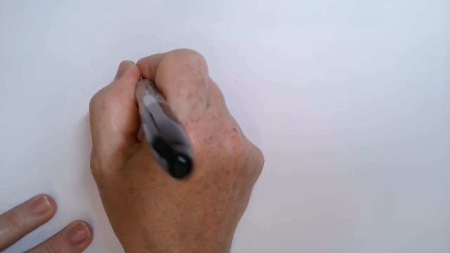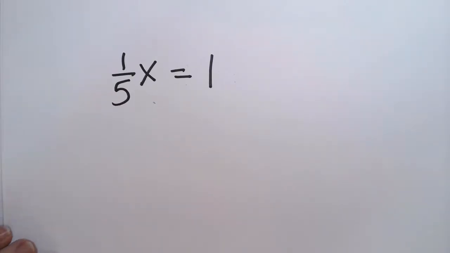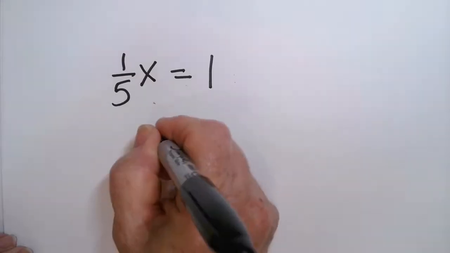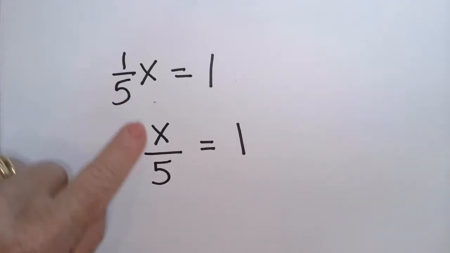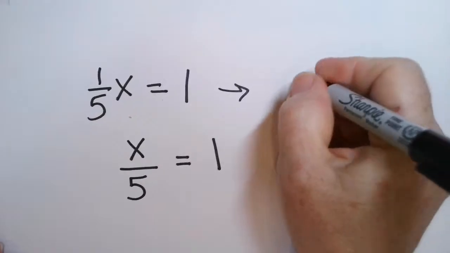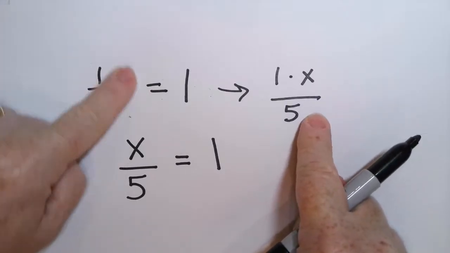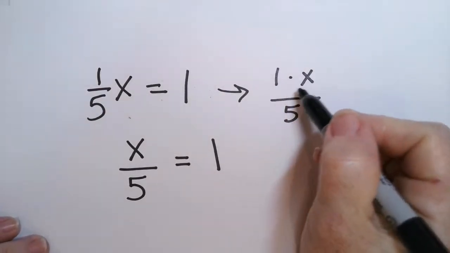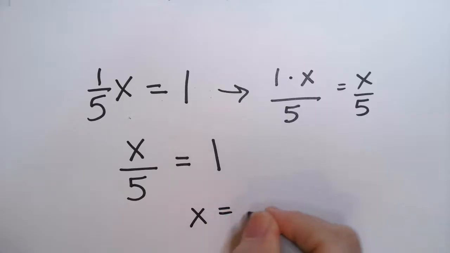Okay, let's do another one. How about 1/5 x equals 1? What do you think about that one? What's the only value for x that's going to work? I'll write it like this again if that's helpful. Somebody's wondering, how can I just move the x over here? It's because they're multiplied. 1 times x is in the numerator and the 5 is in the denominator. This is the same thing as this term right here. We don't have to write the 1 because 1 times x is just x. So x must equal 5.